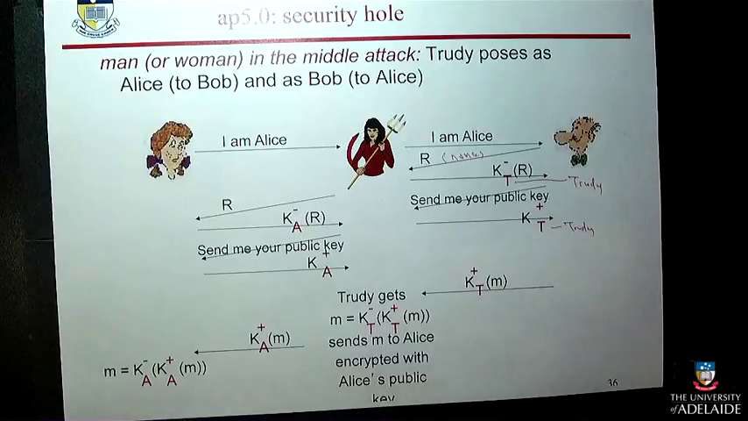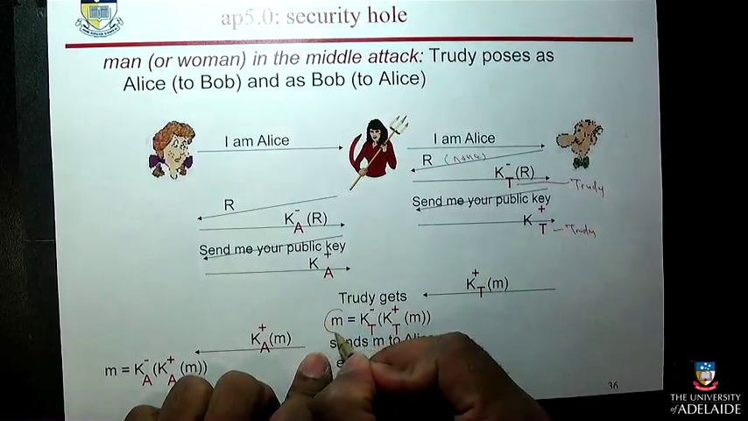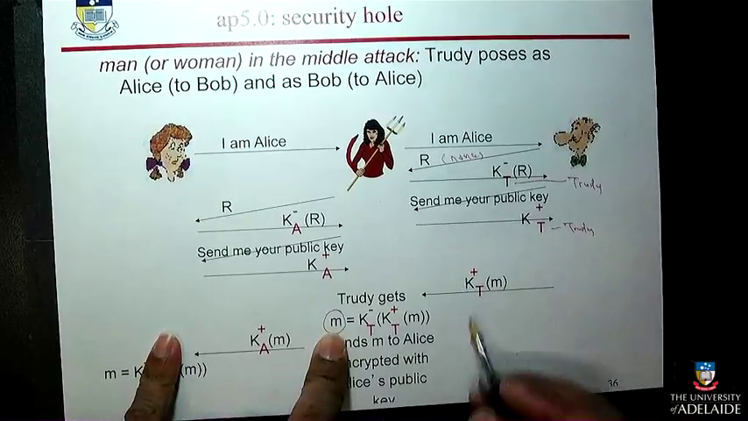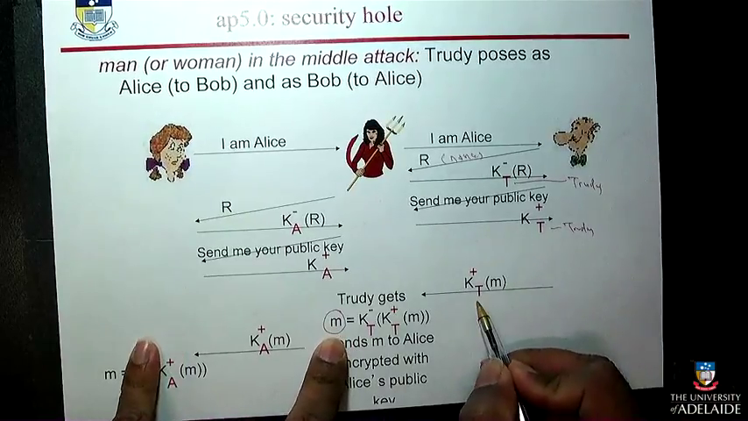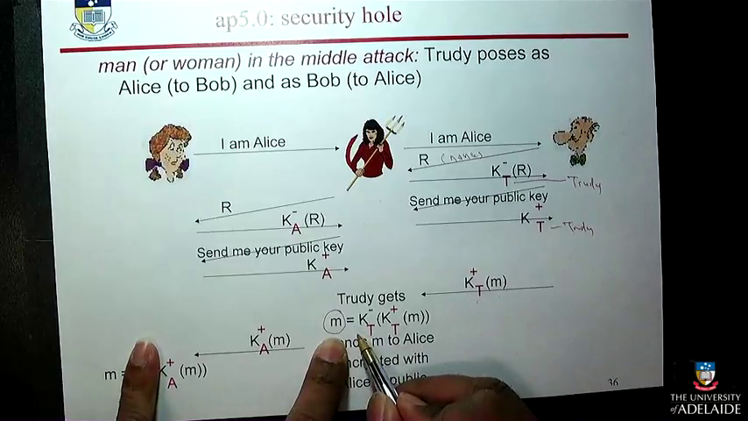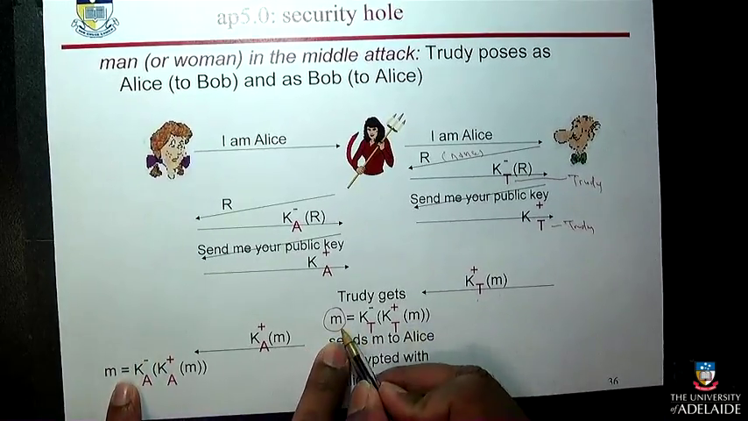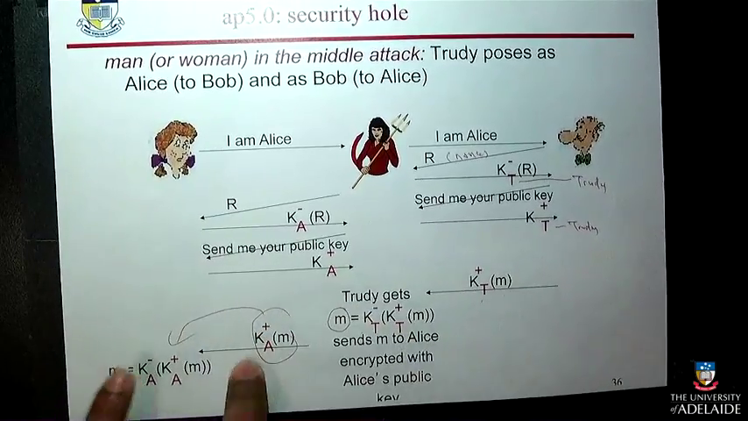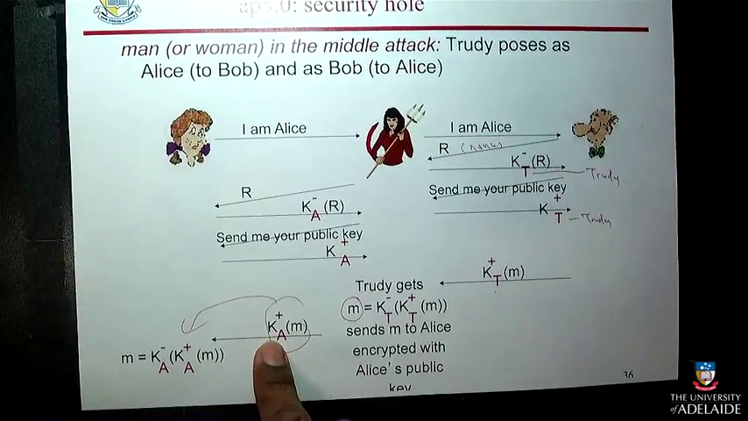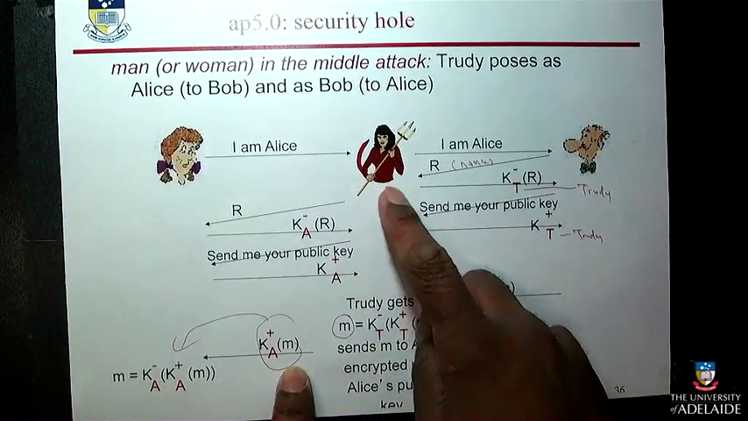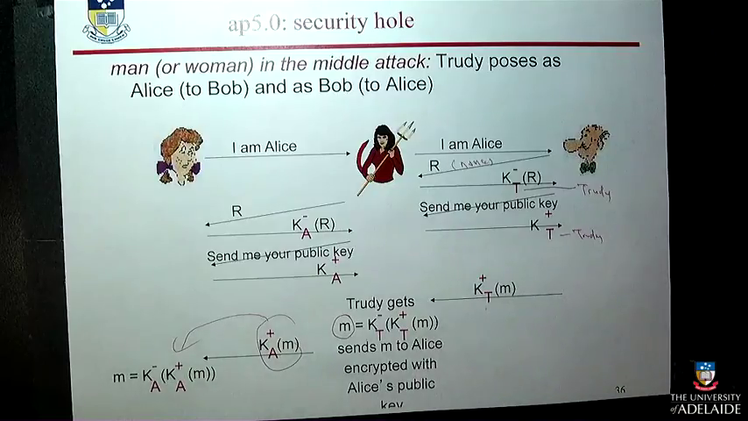So essentially, Trudy is able to recover all the following messages, because now Bob ends up using Trudy's public key to encrypt messages, and Trudy can decrypt them. Then Trudy takes that message, encrypts it with Alice's public key, and sends it on. Alice has no idea. Alice thinks, oh, this must be Bob that did that. No, it was Trudy sitting in the middle. So Trudy gets hold of all the messages back and forth.